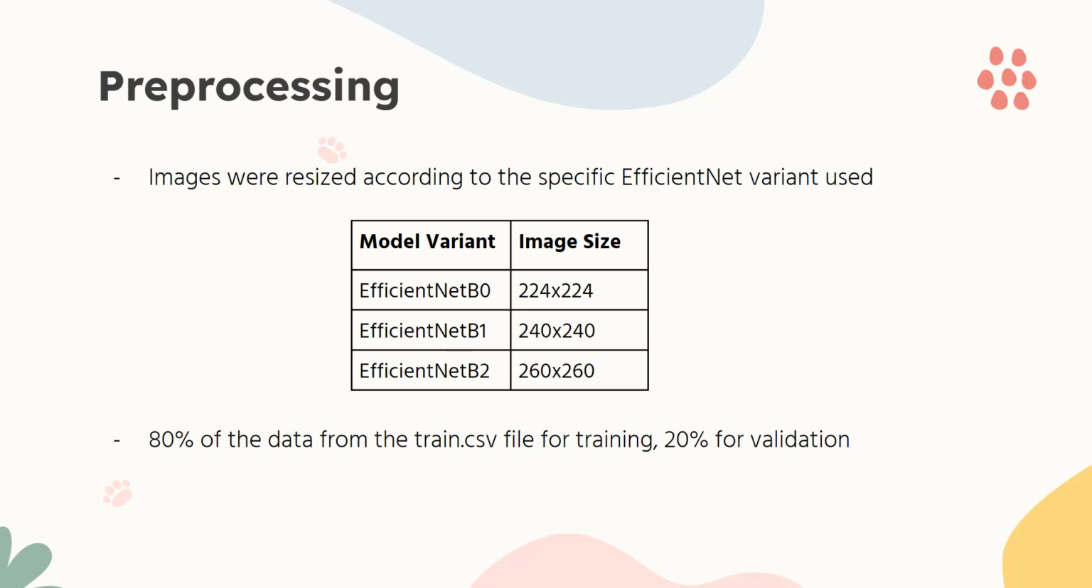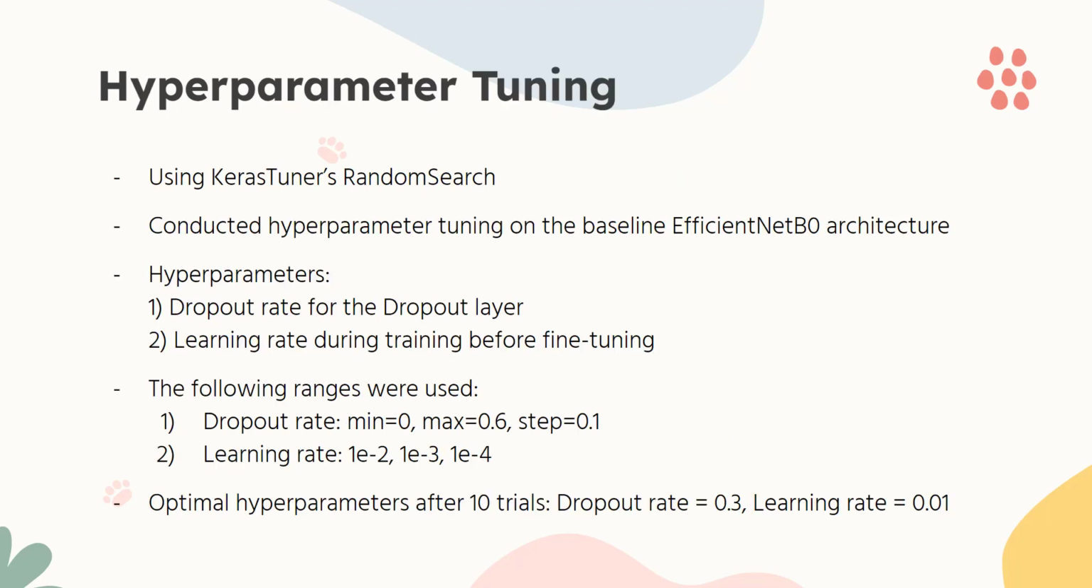For all EfficientNet experiments, 80% of the data from the train.csv file were used for training and 20% were used for validation. Using Keras Tuner's random search, we conducted hyperparameter tuning on the baseline EfficientNet B0 architecture to obtain the best dropout rate for the dropout layer and the best learning rate during training before fine-tuning. The ranges used are shown in the slide. Based on random search, the optimal hyperparameters after 10 trials are a dropout rate of 0.3 and a learning rate of 0.01.